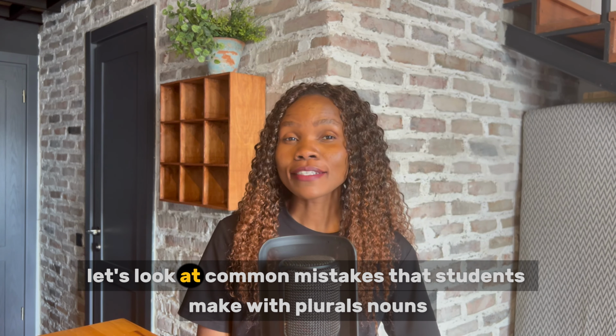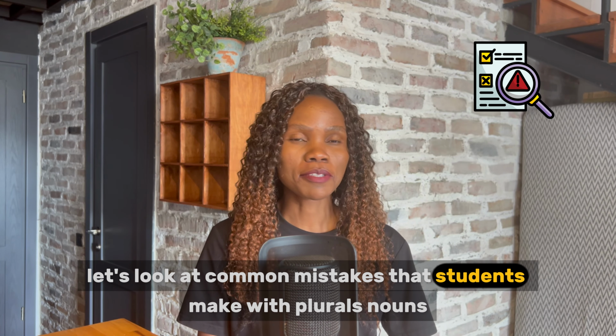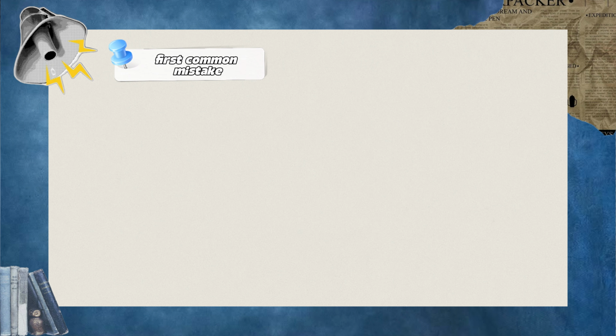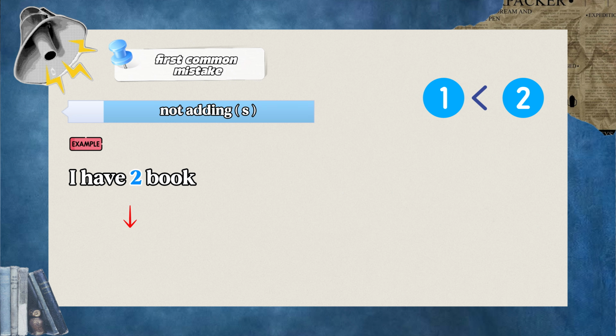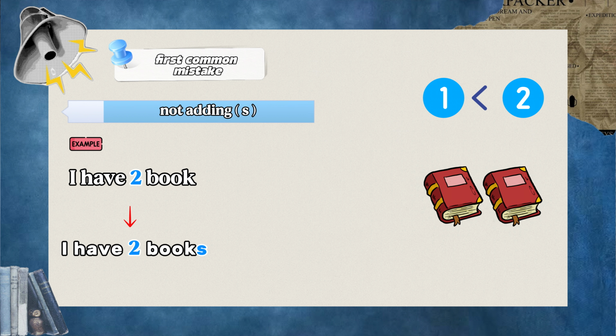Now let's look at common mistakes that students make with plural nouns. The first common mistake that students make with plural nouns is not adding s. For example, I have two book. Remember, two is more than one, so we need to add s. So, I have two books.